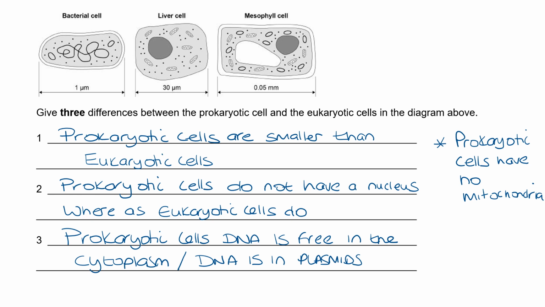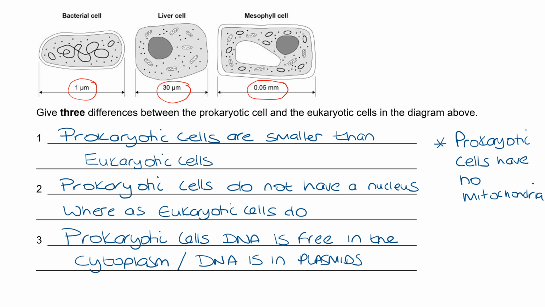Firstly, prokaryotic cells are much smaller, and you can tell this from the diagram. If you look at the bottom of all the images, you can see that the bacterial cell and the liver cell are in micrometers. But then if you look at the mesophyll, it's in millimeters. Millimeters is a bigger unit than a micro unit, and so they've just really put that in there just to test you.